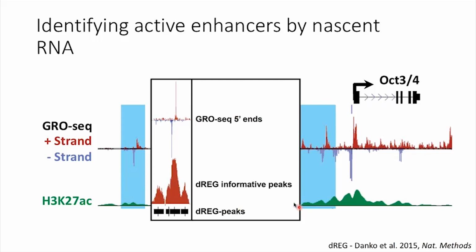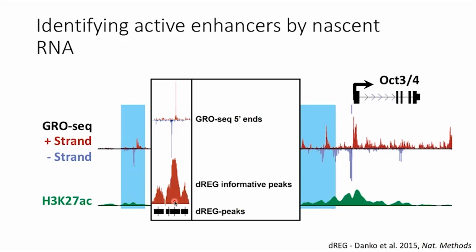Charles Danko has developed a tool called dREG that takes advantage of this bidirectional pattern in order to call peaks that are likely to be either promoters or enhancers. And I've been using this tool in order to call potentially novel regions in here, and using the read pileup on each of those locations in order to give us an idea of how active each of these enhancers are.